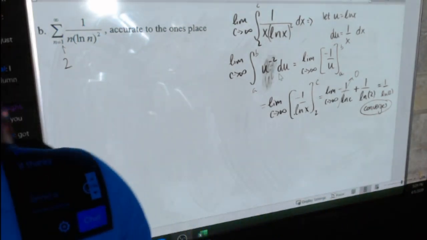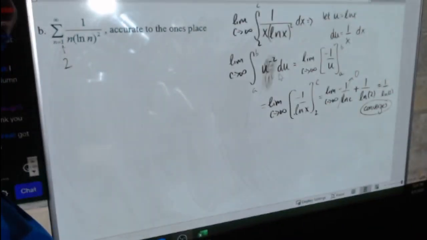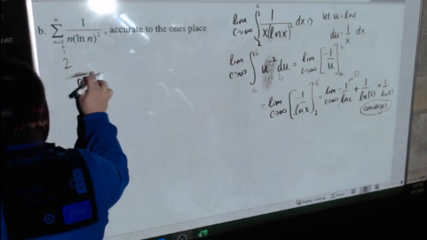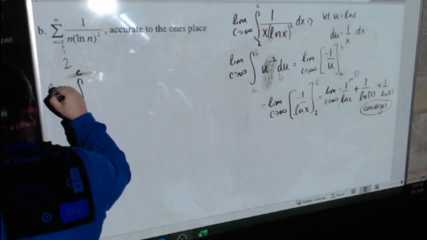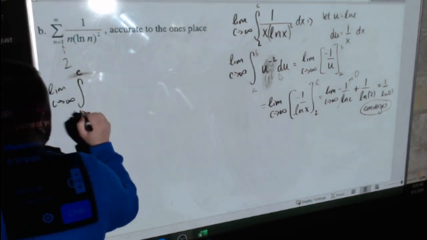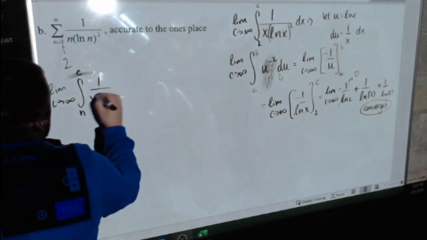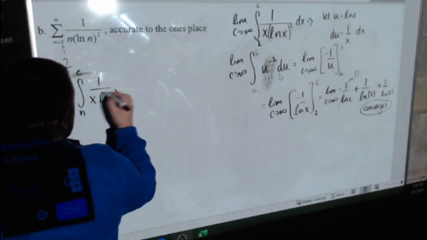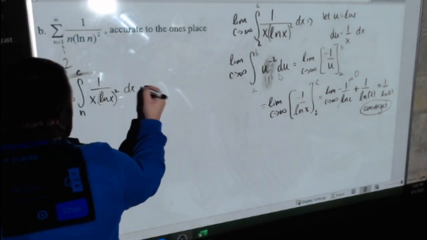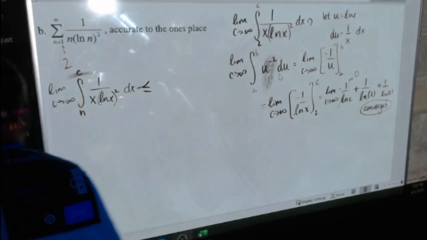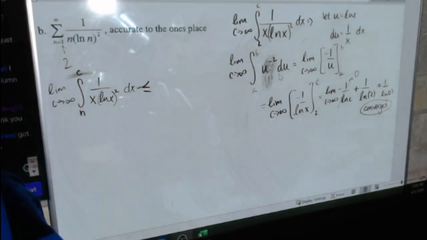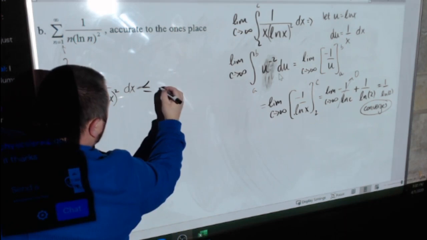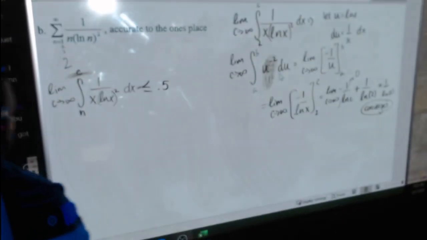I need the integral from n to infinity, or in this case, let's change this to c again. So we have the limit, c approaches infinity, n to c, plugging in x, has to be less than or equal to, right? I'm writing my error equation. Now it says accurate to the ones place. So I go one more and put a 5.